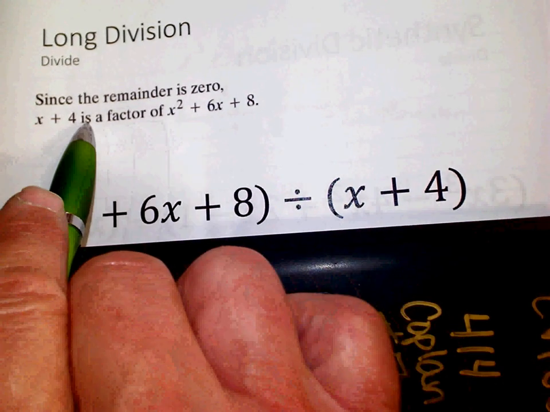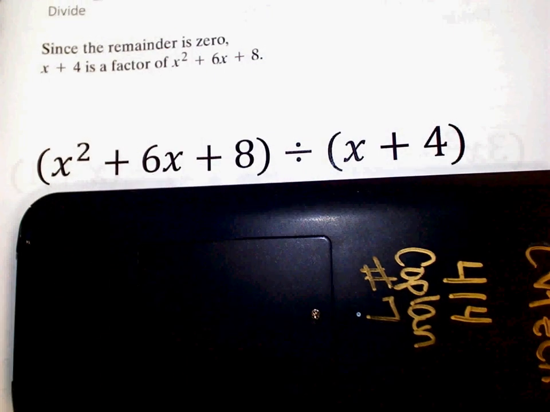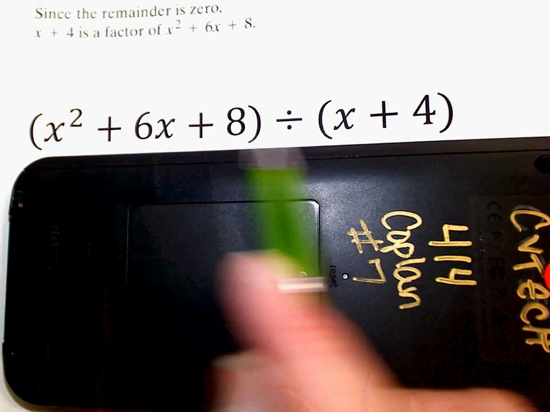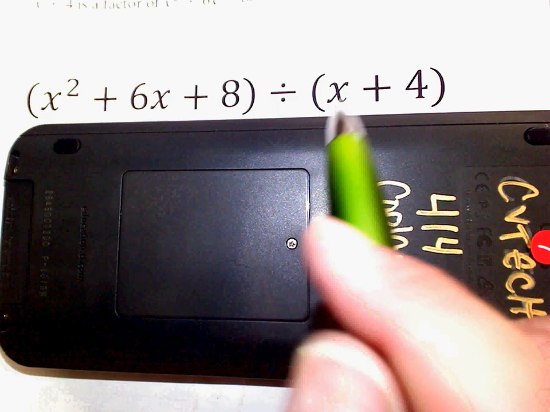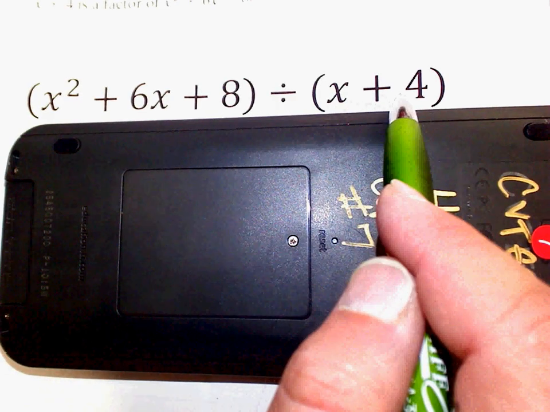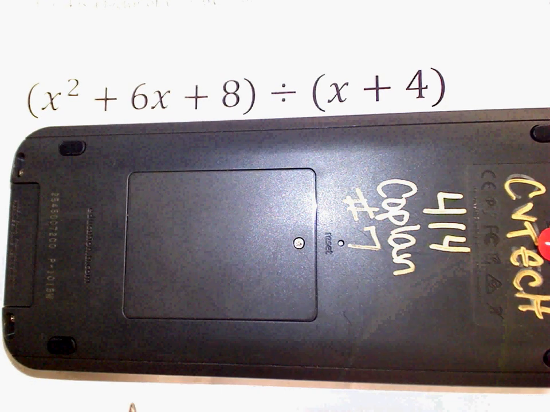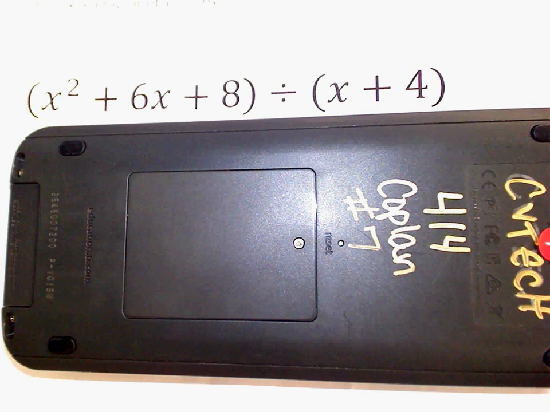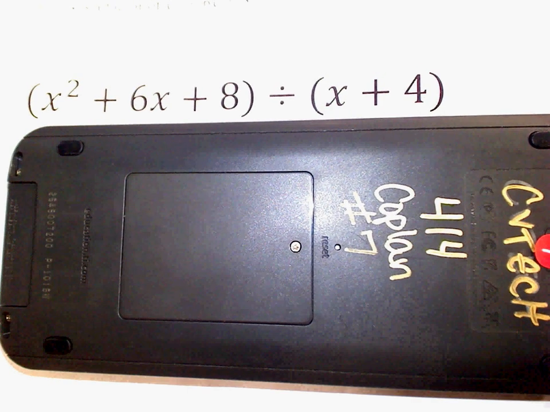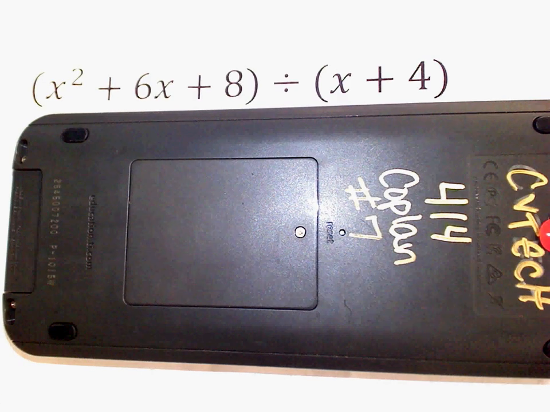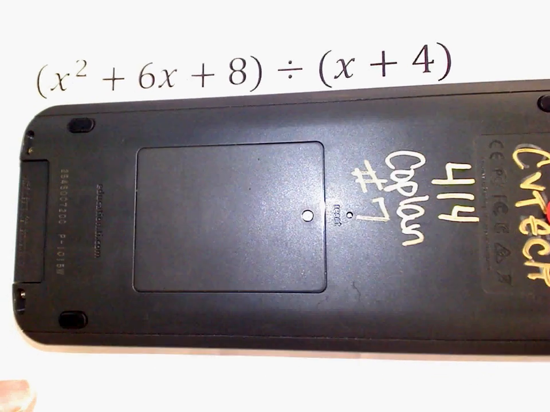So, here's the concept on this, guys. We can determine if x plus 4 is a factor of a polynomial if it divides evenly. There's two ways of doing that. One is long division and one is synthetic. I prefer synthetic, but I will show you both. They're both fairly simple. So let's try long division first.